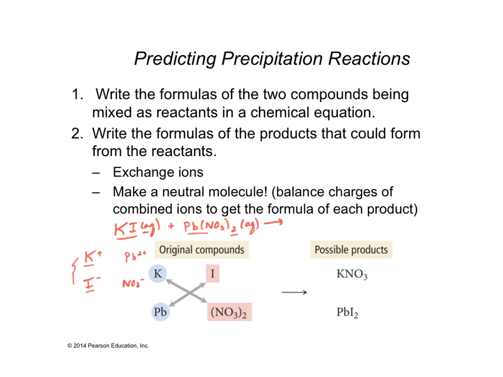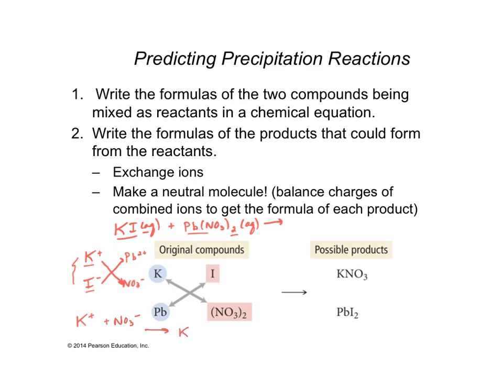Then what I'm going to do is I'm going to exchange their partners. So I'm going to take potassium and I'm going to combine it with nitrate. I'm going to take iodide and I'm going to combine it with lead. Okay, and so then I predict my two possible products. So when I do this, I have to make sure that I am making a neutral molecule, right? So if I'm making something like K plus plus NO3 minus, when I combine these, I have to combine them in the ratio I need to give a neutral molecule.